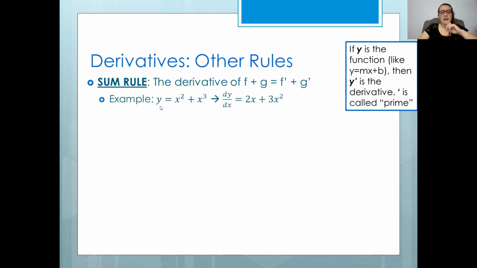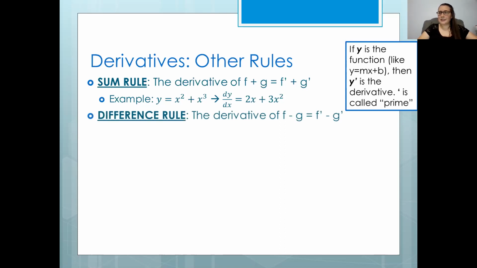So here's an example. If our function here is x squared plus x cubed, the derivative of the function y with respect to the variable x would be, we can apply the power rule to both sections. So 2x to the 1, or just 2x, plus, and then applying the power rule to that second chunk, 3x squared. That would be the derivative of y with respect to x.